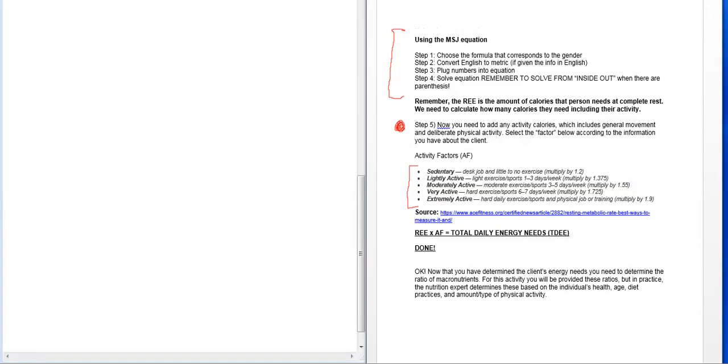But let's look at very active just in case it's close. That says hard exercise 6 to 7 days a week. So I don't think she's quite at that level. So thus, we're going to use moderately active. So that activity factor over here is 1.55. So it says multiply times 1.55. So the equation that we're going to do here is on the right, REE times the activity factor. So we know that her REE is 1,690, and we are going to multiply that times 1.55.